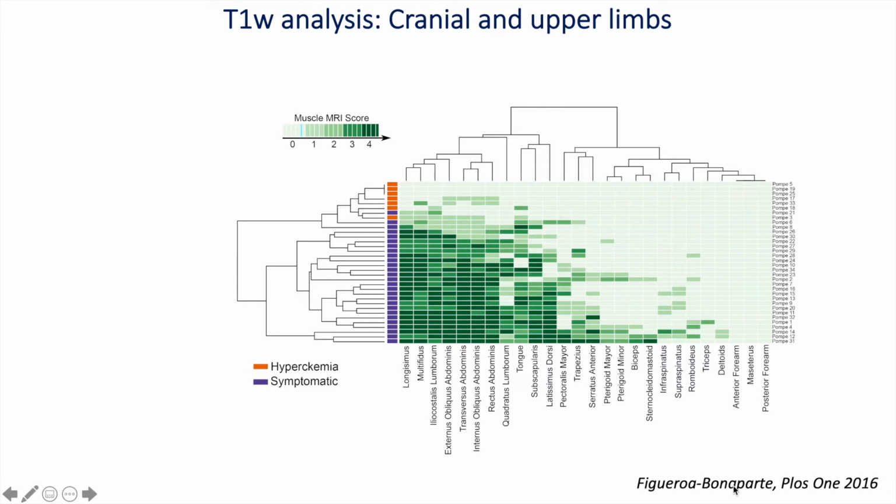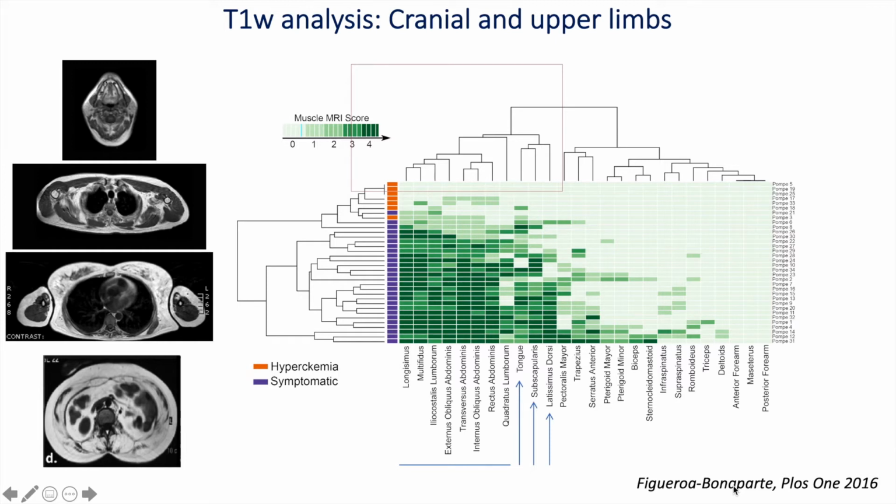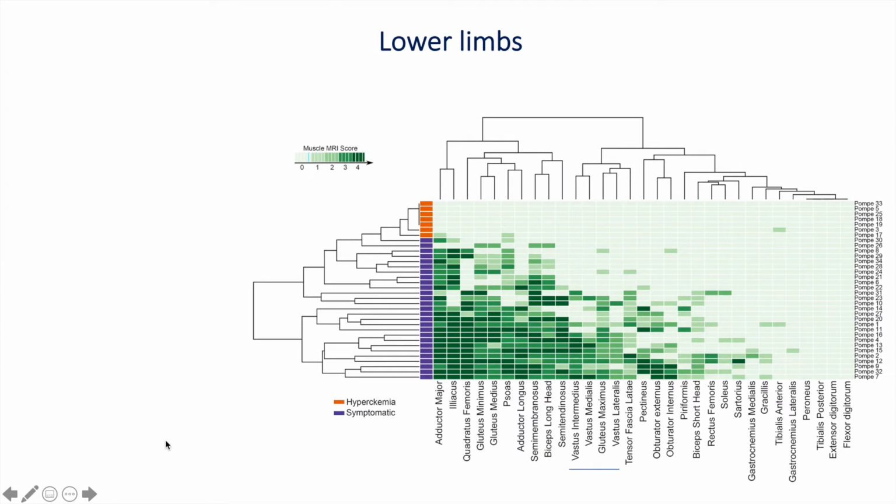And what we also ask the computer is to draw a dendrogram, and the dendrogram tries to cluster the muscles that are more affected and the muscles that are less affected. And here what we identified is that there were some muscles that were more affected, and these muscles were the tongue muscle, the subscapularis muscle, the latissimus dorsi muscle here, close to the thorax, and the serratus anterior in some patients, and also the paraspinal and abdominal muscles.